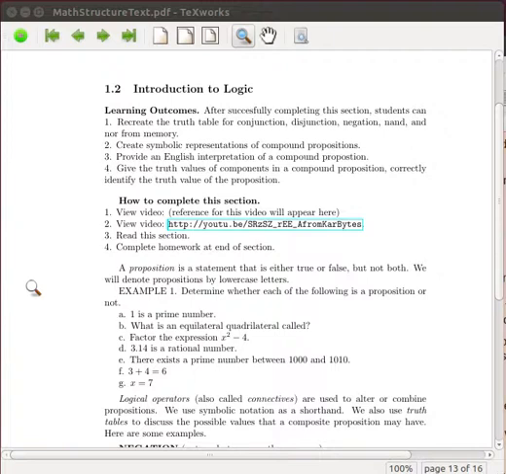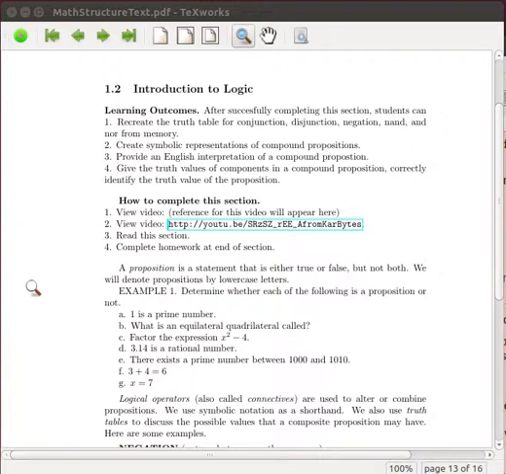What is an equilateral quadrilateral called? A very interesting question, but it's not a proposition because it's not something that is either true or false, but not both. Factor the expression x squared minus 4. That's a command, a direction. It is not a proposition. 3.14 is a rational number. That's something that happens to be true. It is a proposition. It's a statement that happens to be true in this case.